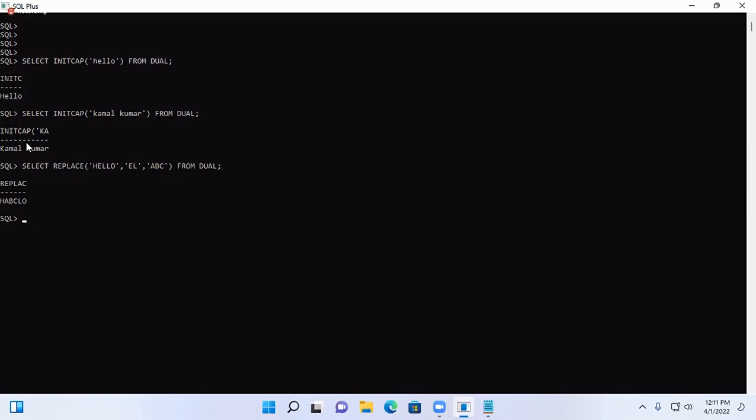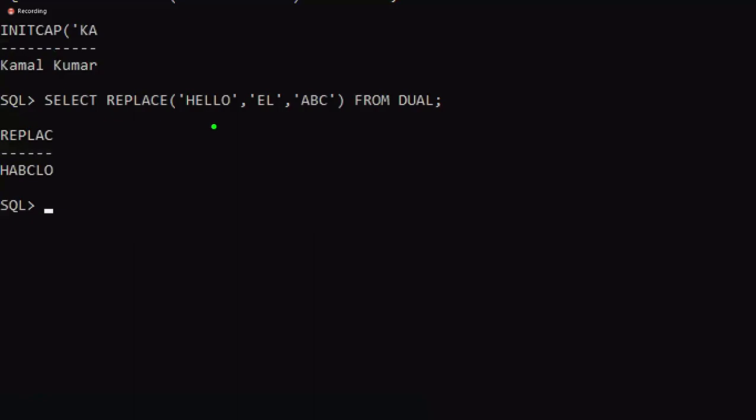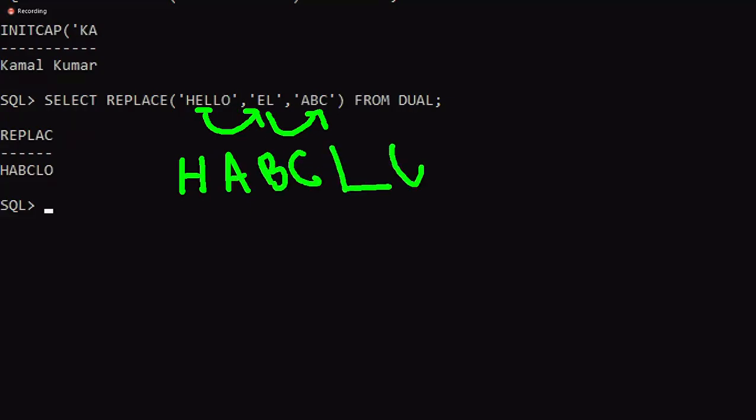HABCLO. That means exactly whatever we want to replace here, EL, that was taken, and in place of EL, ABC was put. Now you can see H, in place of EL comes ABC, and next one more L, O. So got it? Understand now? This is replace.